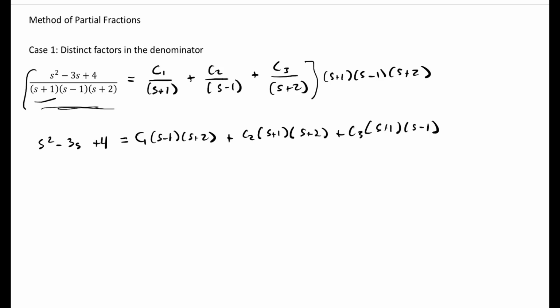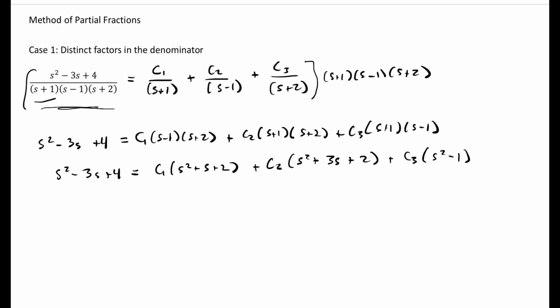Okay, now we can go through and group terms. Let's just write it to simplify it a little bit. So S squared minus 3S plus 4 on the left is equal to, let's expand them out. So C1, expanding out these multiplied terms, times S squared plus S minus 2, plus C2 times S squared plus 3S plus 2, plus C3 times S squared minus 1.